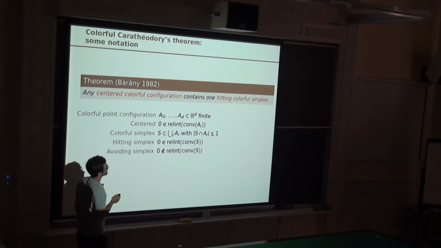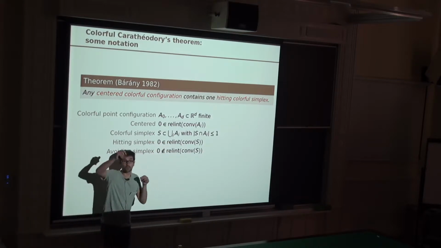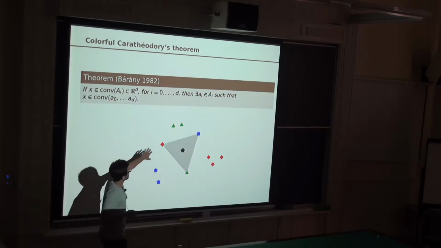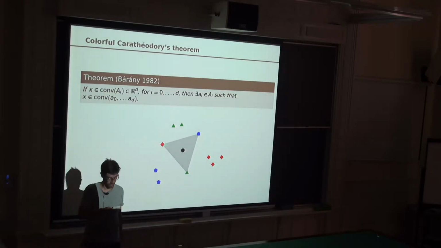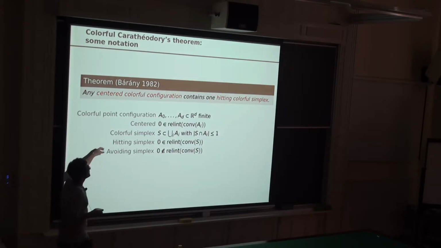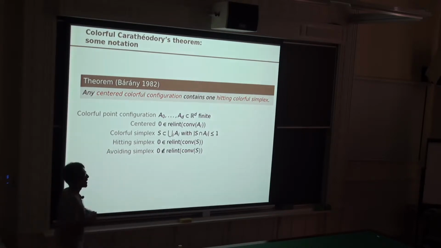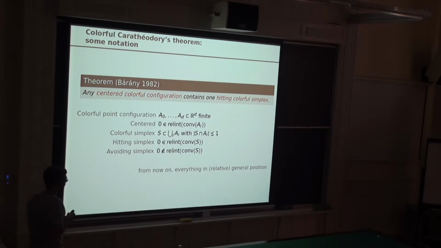Then it says that it contains a hitting colorful simplex. A colorful simplex will be one whose vertices are all of different colors. So here this was a colorful simplex. By my definition, this edge is also a colorful simplex of one dimension less. And it will be hitting if it contains the origin in its convex hull. Actually, what I really want is the relative interior of the convex hull, and avoiding it otherwise. And actually, for the whole talk, I will assume that things are generic enough. That makes my life easier.